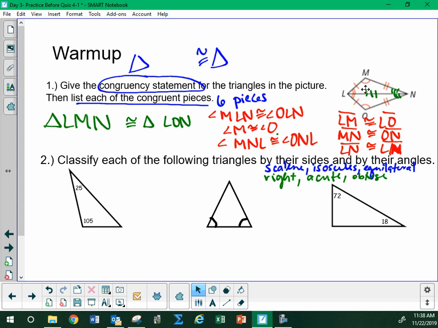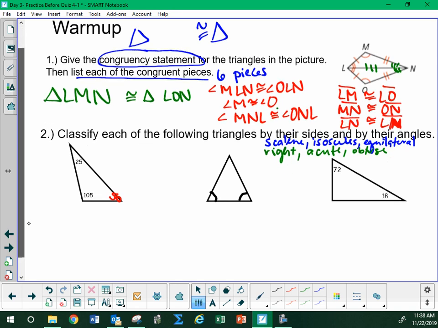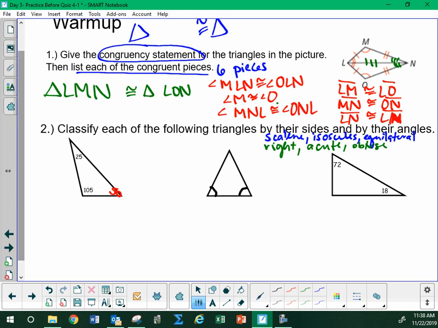And keep in mind from our last unit, we learned that if the angles are the same, the sides opposite are the same. Okay. What's my remaining angle for this first one? 50. Okay, so what is this one based upon the angles? Acute. And what is it based upon the sides? Scalene. Good. 3 different angles, 3 different sides.